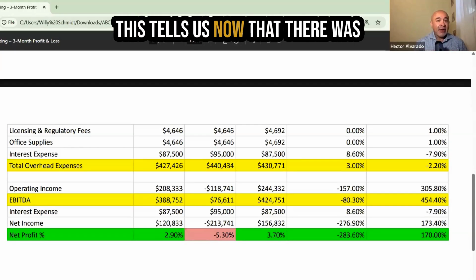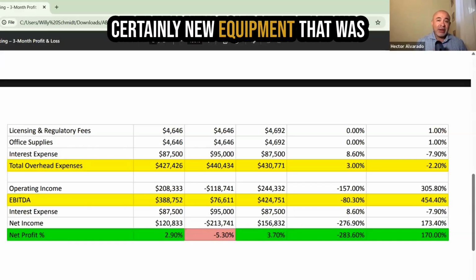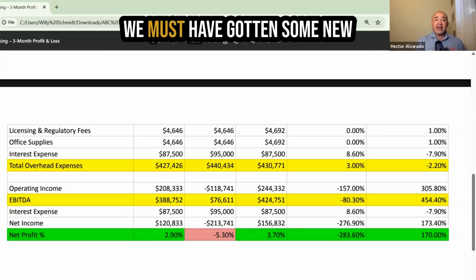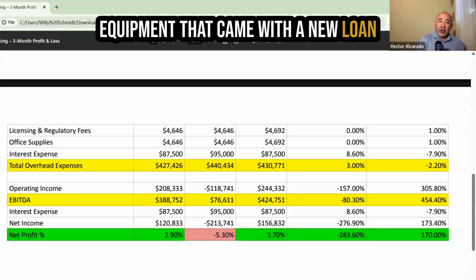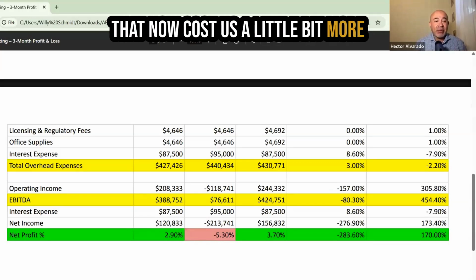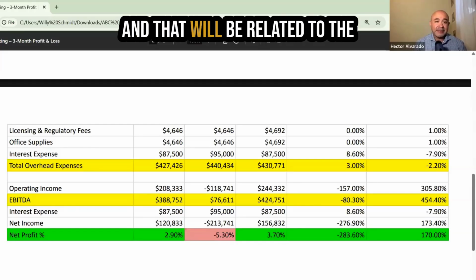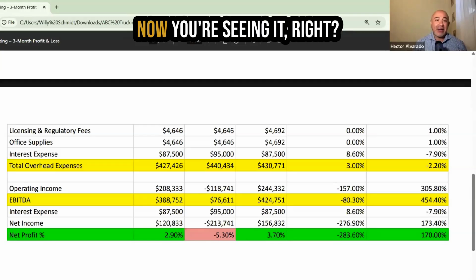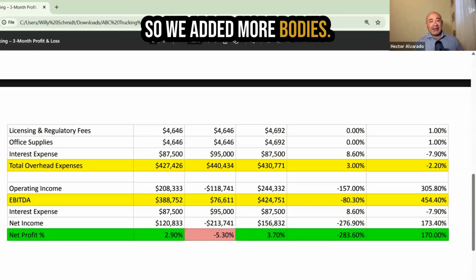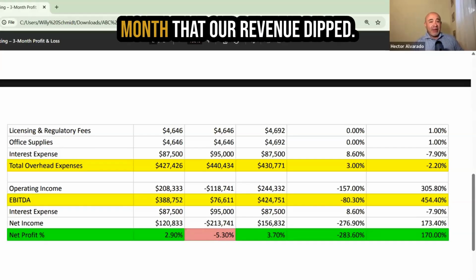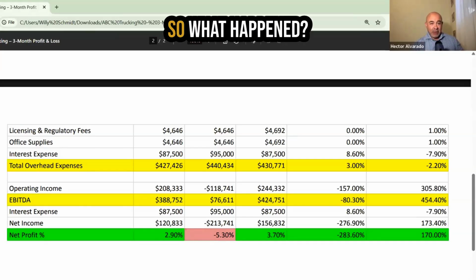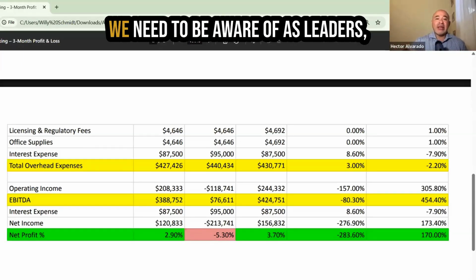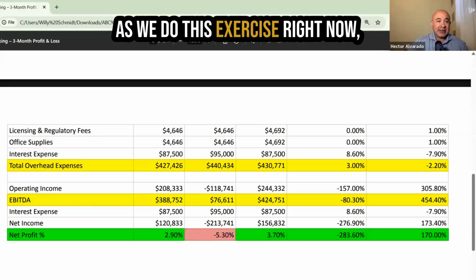So this paints a clear picture for us as leaders. This tells us now that there was certainly new equipment that was added in that month because we took on some more interest, right? We must have gotten some new equipment that came with a new loan that now cost us a little bit more money on that interest expenses. And that will be related to the insurance increase as well. Now you're seeing it, right? So we added more bodies, we added more equipment on a month that our revenue dipped. So what happened? Did we plan? Maybe not, but it's something that we need to be aware of as leaders as we do this exercise, right?